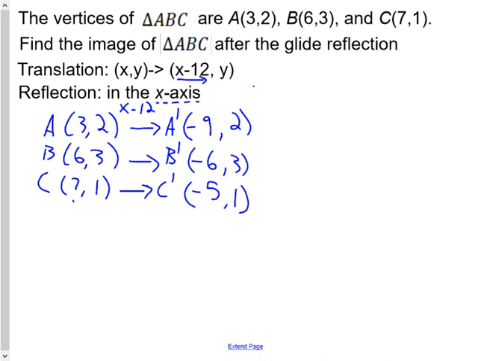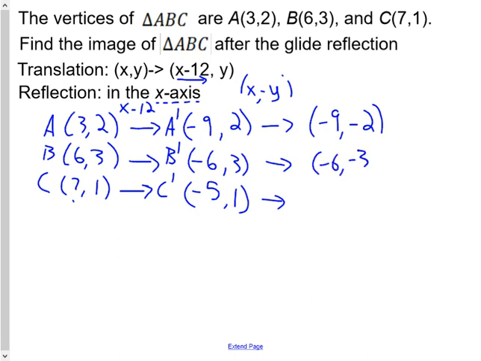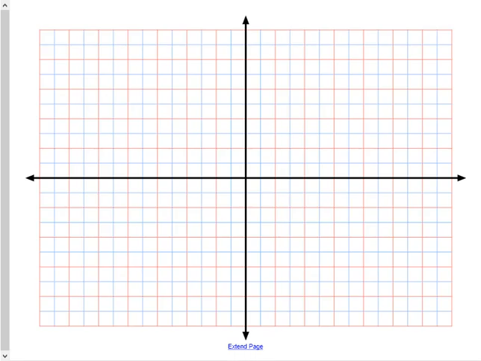And now we are reflecting over the x-axis, which is a reminder: x stays the same, y flips the sign. So now all those positive y values flip to being negative. Negative 9 stays the same, positive 2 becomes negative 2. Negative 6 stays the same, 3 becomes negative 3. Negative 5 stays the same, 1 becomes negative 1. For our final points, A double prime, B double prime, C double prime, being (negative 9, negative 2), (negative 6, negative 3), and (negative 5, negative 1).